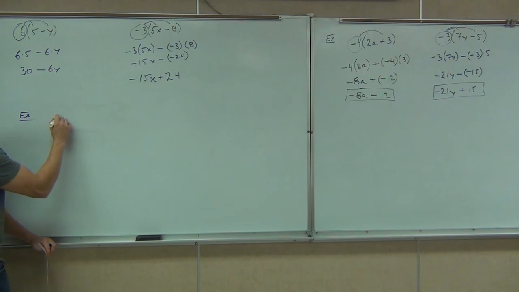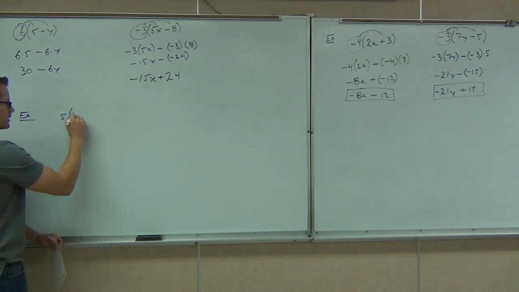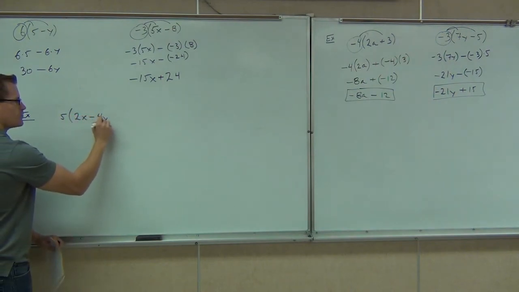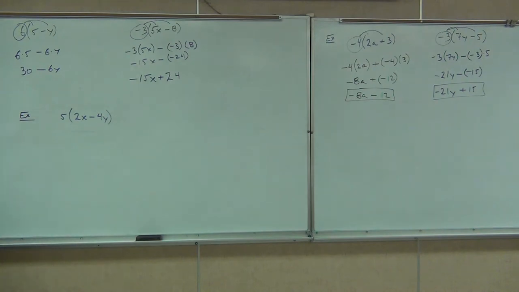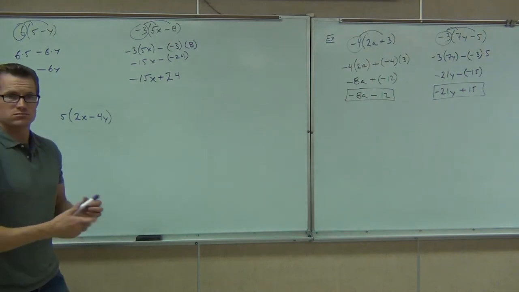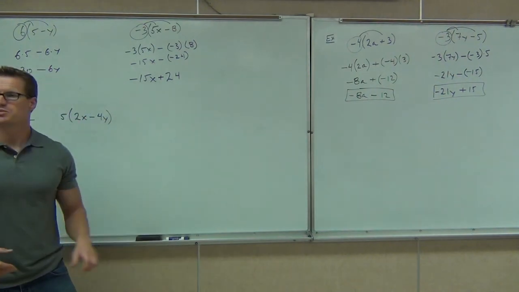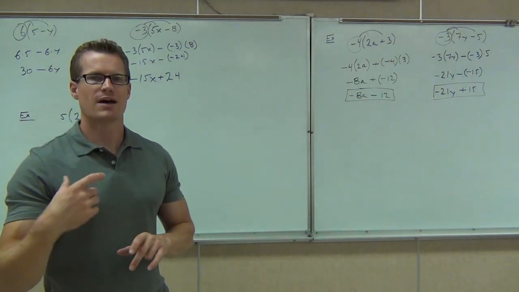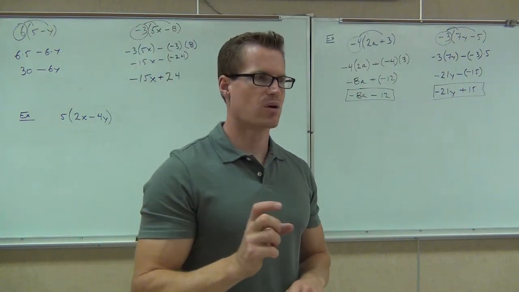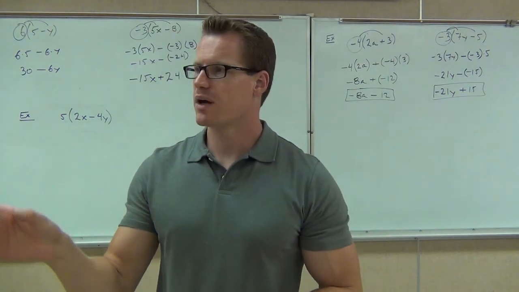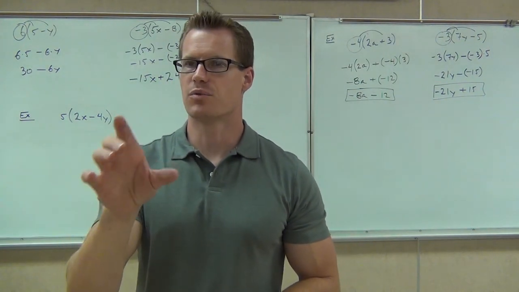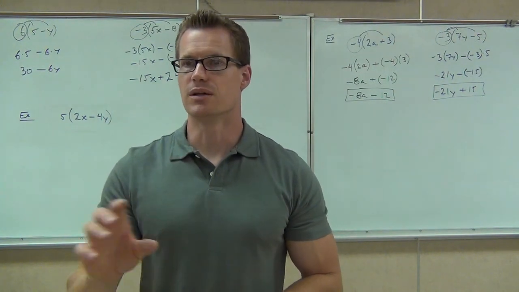Hey, do you suppose anything changes if I have more than one variable term inside of my parentheses? Can we still do it? Yeah, why not? All distribution really means is take whatever is outside of your parentheses, number, variable, whatever, and multiply it times each term inside of your parentheses. That's really all it means.